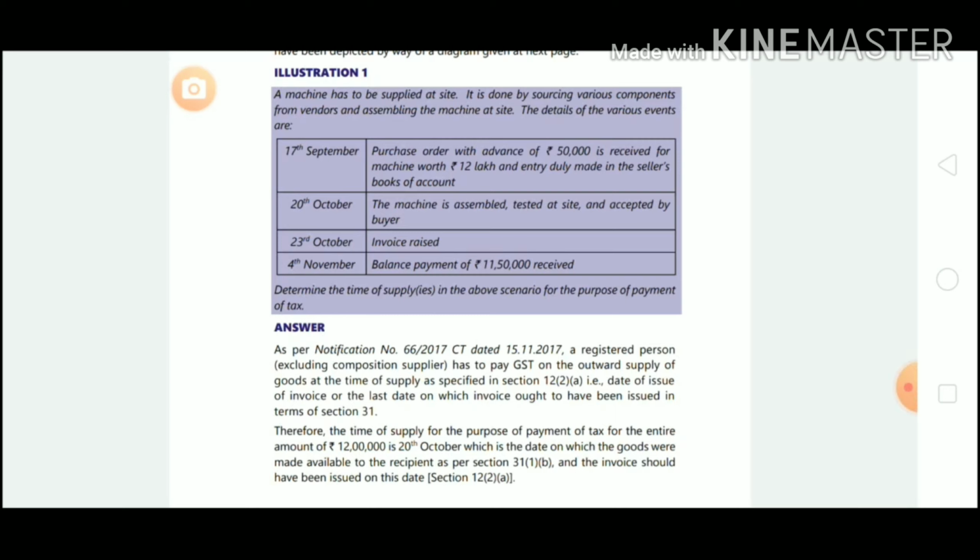So we'll take the date of invoice as 20th October, and the time of supply of the entire 12 lakhs will be 20th October. For the 50,000 it will obviously be the date of invoice, so the TOS will be 20th October, and for the balance 11 lakh 50,000 we take the earlier of invoice or payment. The invoice is 20th October, payment is 4th November, so obviously the earlier one is 20th October. Now let's read the answer.